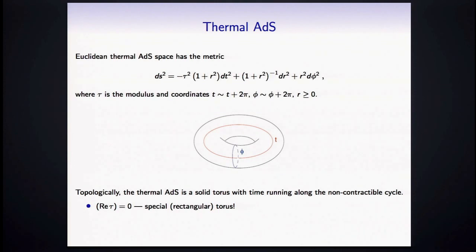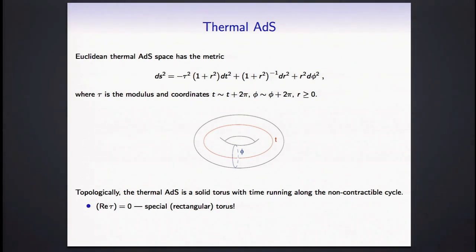And this torus is not general because the modulus is pure imaginary. It means precisely that if we realize the torus as a rectangle on a two-plane with identified edges, in this case we have a very particular rectangle without twists.